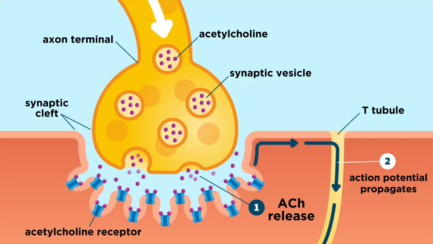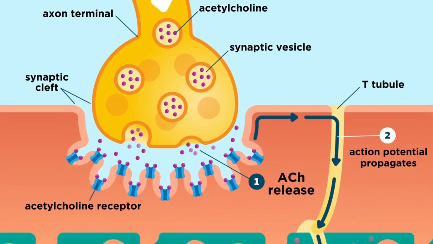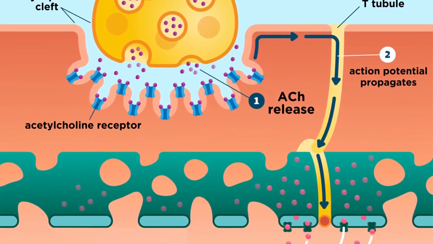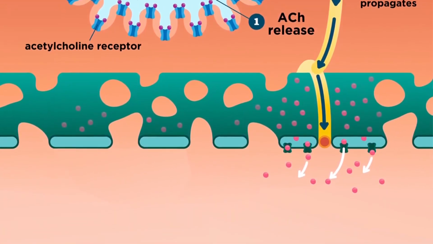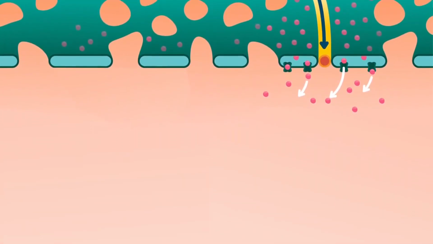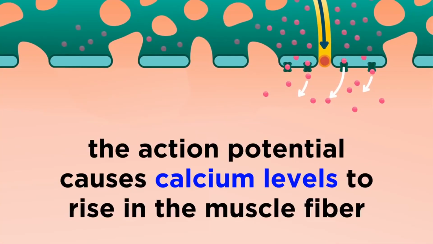But how does that relate to muscle contraction? Well, the action potential generated will initiate excitation-contraction coupling. As we said, the propagation of the action potential causes a rise in levels of calcium in the cytosol, and this is what causes the filaments to slide.